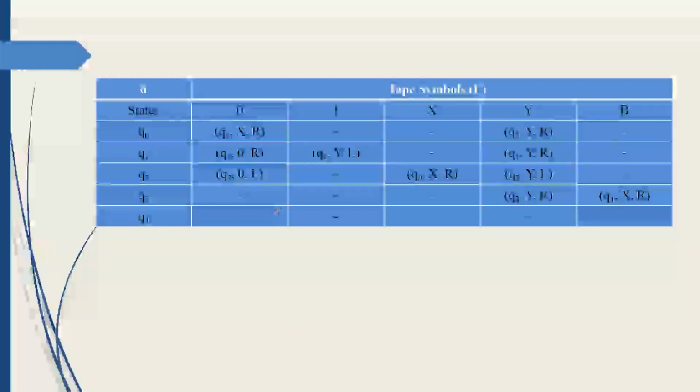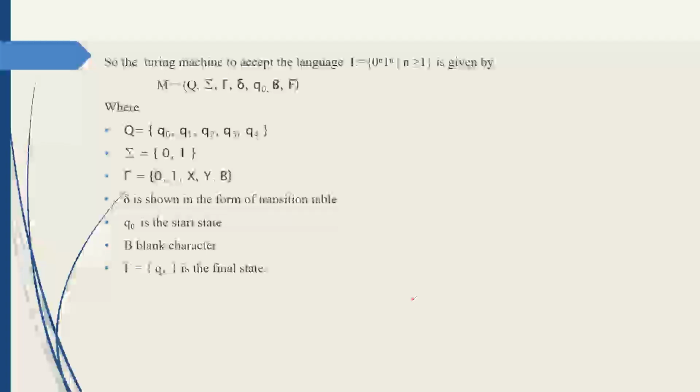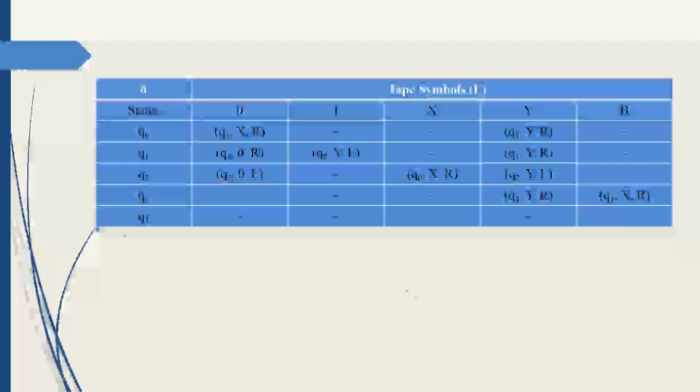Here the transition table is constructed. Q0 on 0, we have defined what all we have defined here. Now, those I have shown in the form of a table. So write all the states Q0, Q1, Q2, Q3, Q4, and 0 and 1 are the inputs. X and Y are the symbols which you are going to replace zeros and ones, and B indicates the blank character. If we check the transitions, what have we defined?